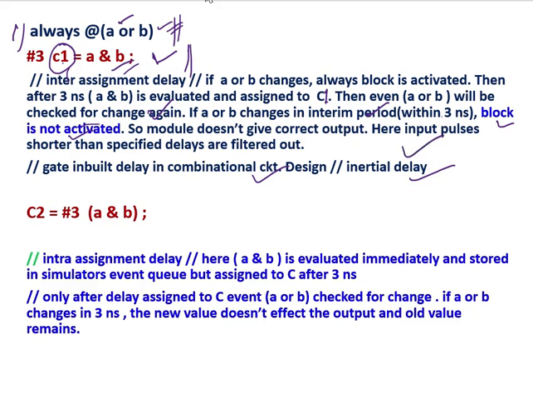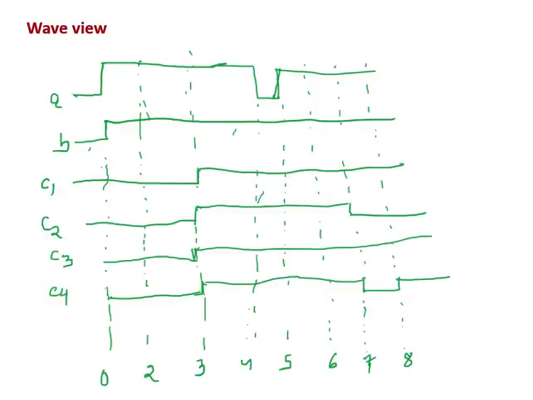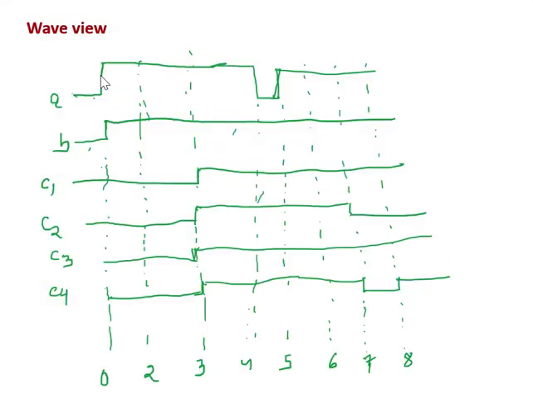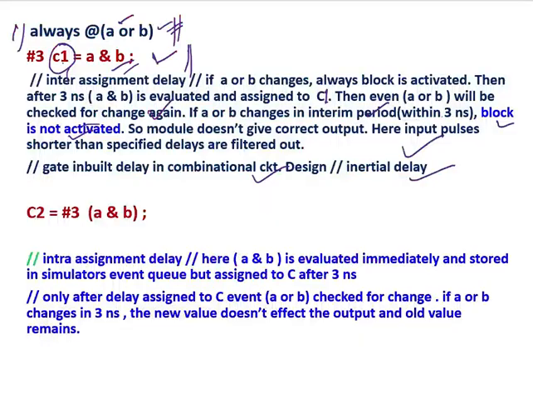Let me give you one example of this one. See, for example, this is A and this is B, same one. So in the waveform view, this is A and this is B. So what will be C1? See, C1 after 3 nanoseconds, the A and B value will be assigned to C1.